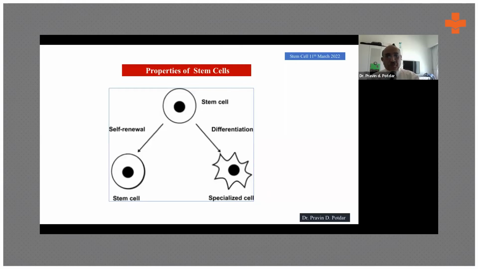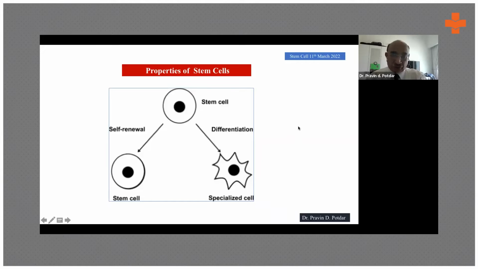Now, the major property of stem cells: they have self-renewal capacity. It means one cell duplicates. It is an unspecialized cell that divides into two cells. One is a stem cell, which remains like this, and the other cell gets differentiated into a specialized cell. And this is a property called pluripotency. It is a very important property in regenerative medicine, because by this property we are able to get differentiation of these cells into whichever we require.